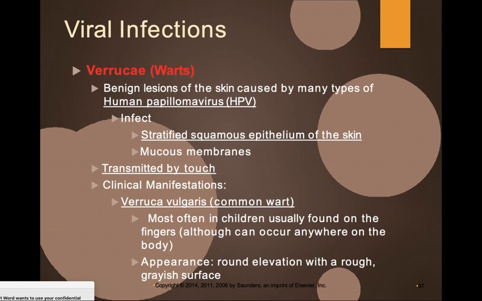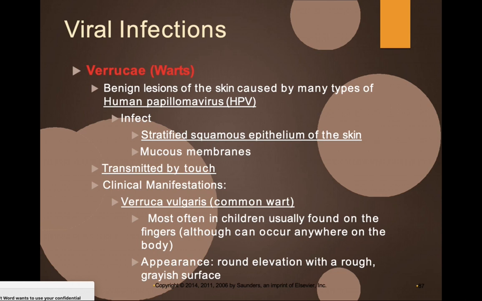Okay, verrucae or warts. These are benign lesions of the skin caused by many types of human papillomavirus or HPV. It can infect the stratified squamous epithelium of the skin and also target the mucous membranes. It is transmitted by touch. The verruca vulgaris is the common wart, and this is the one that is often found in children. You could see it on the back of their hand, but it can really occur anywhere in the body.